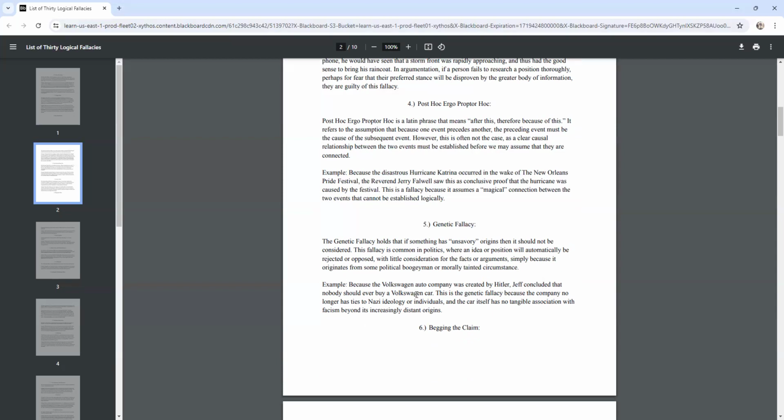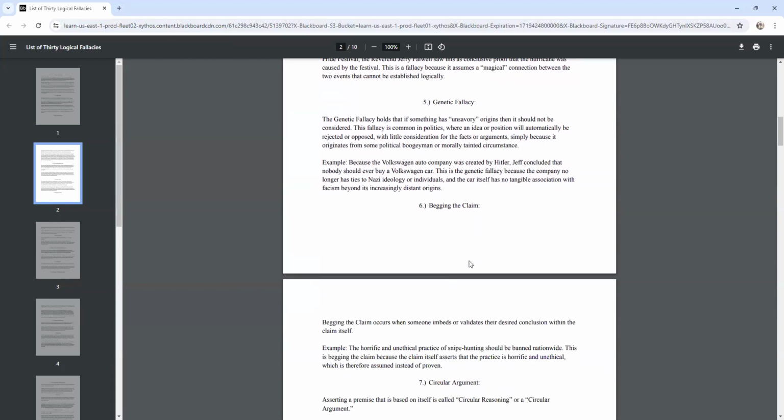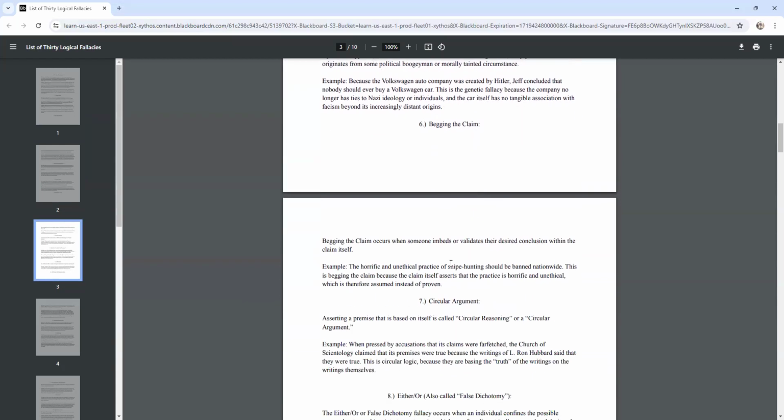Example, because the Volkswagen auto company was created by Hitler, Jeff concluded that nobody should ever buy a Volkswagen car. This is a genetic fallacy because the company no longer has ties to Nazi ideology or individuals, and the car itself has no tangible association with fascism beyond its increasingly distant origins, right? Just because Volkswagen came about due to the Third Reich, which Reich was it? It does not mean that you should not buy a Volkswagen.